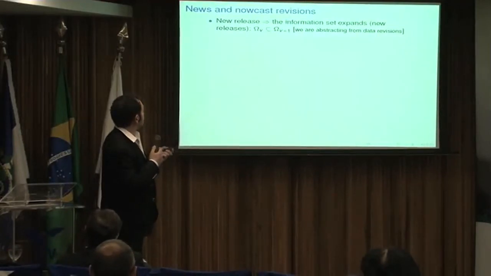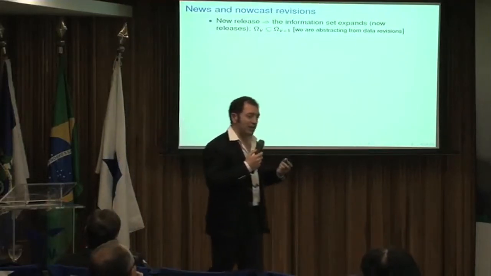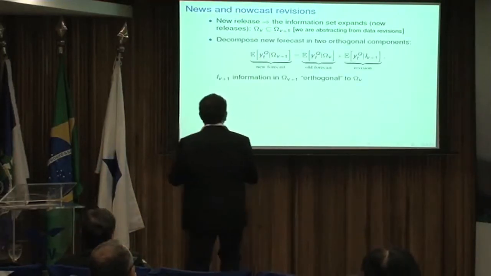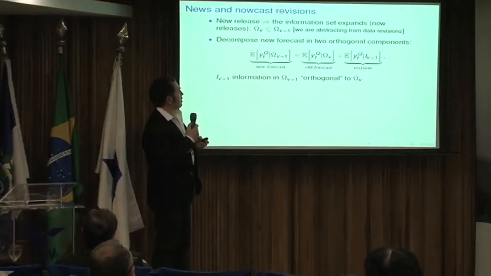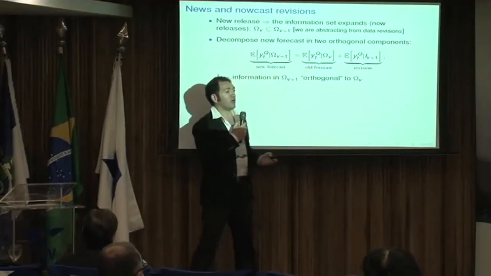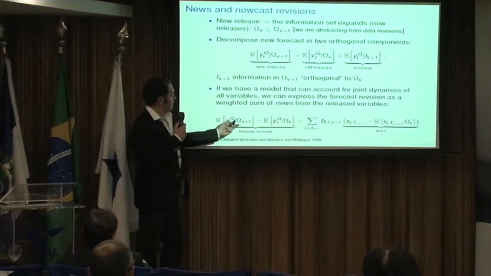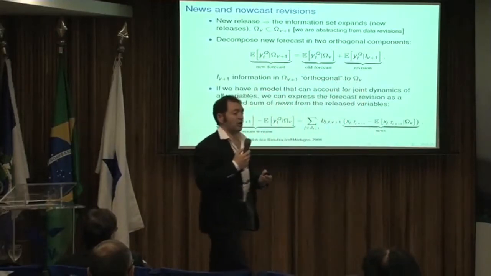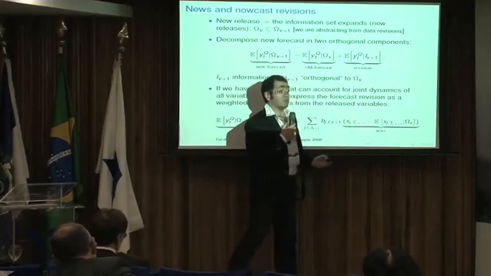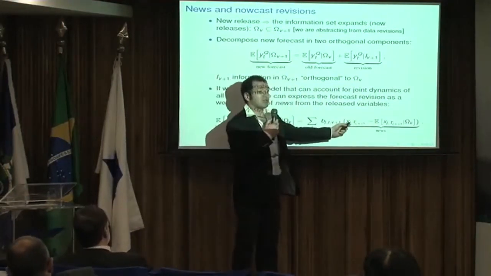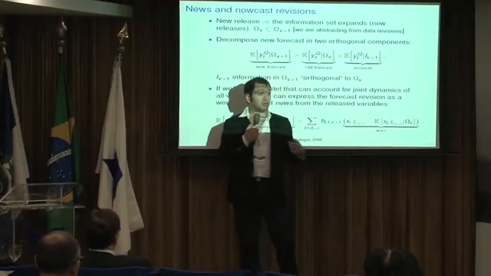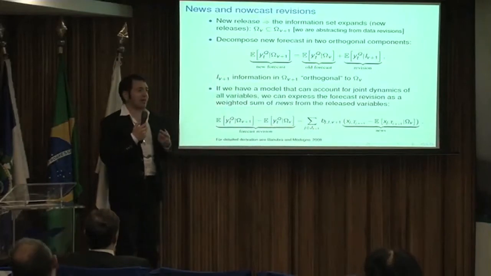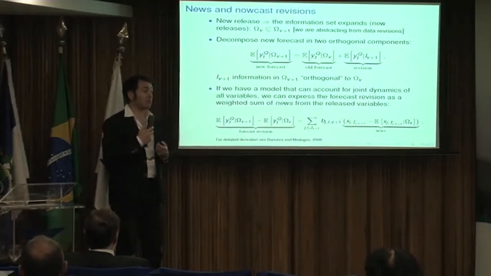So when there is a new data release, as I said, the information set expands. For example, in a week we will have industrial production for April, a new number in our data set. And interestingly, you can look at the difference between the new forecast and the old forecast, and you can rewrite this forecast revision as a weighted sum of all the news happening between time v and time v+1. Within v and v+1, a certain set of variables are released. The difference with respect to what you were predicting for that variable is the news. And then you have weights attached to this. These weights are essentially the Kalman gain. It works the same way as the Kalman gain.